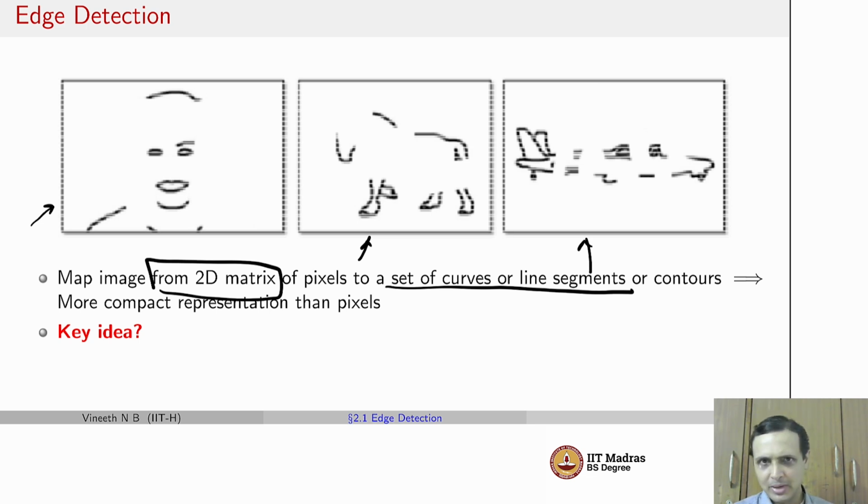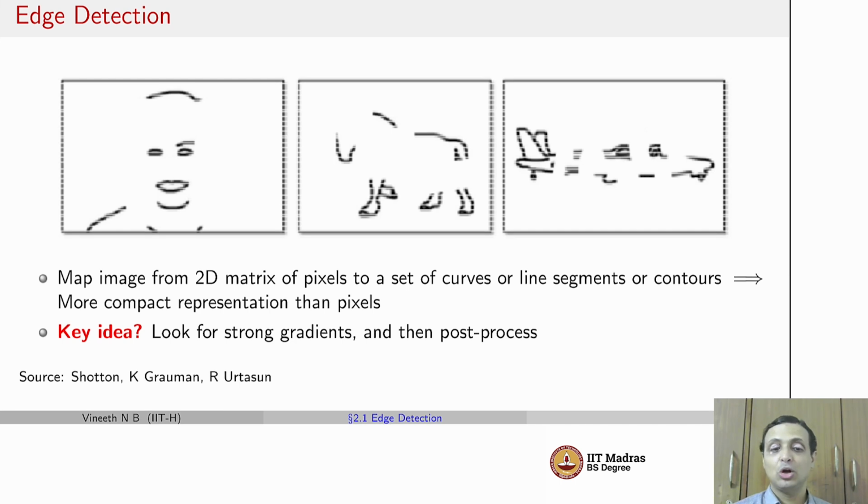So let's ask the question. We have been introduced to a few concepts with images. We've been introduced to convolution. We've understood frequency representation of images to some extent, sampling and interpolation. So using the ideas that we've studied so far, how would you go about finding edges in images? The key idea is to look for strong gradients and then do some kind of post-processing to get good looking stable edges. So why do we say gradients? Let's try to understand that over the next few slides.